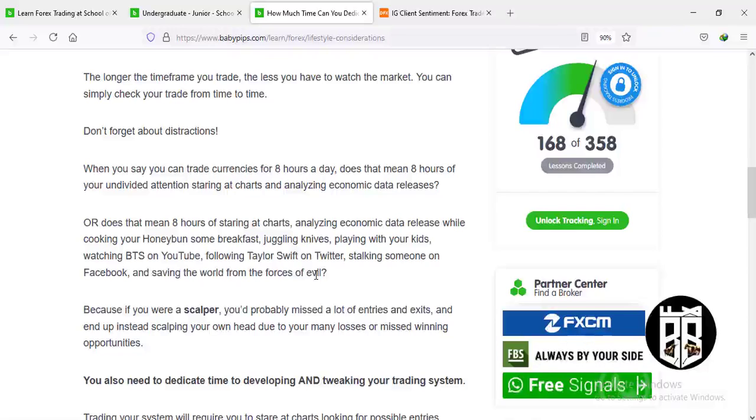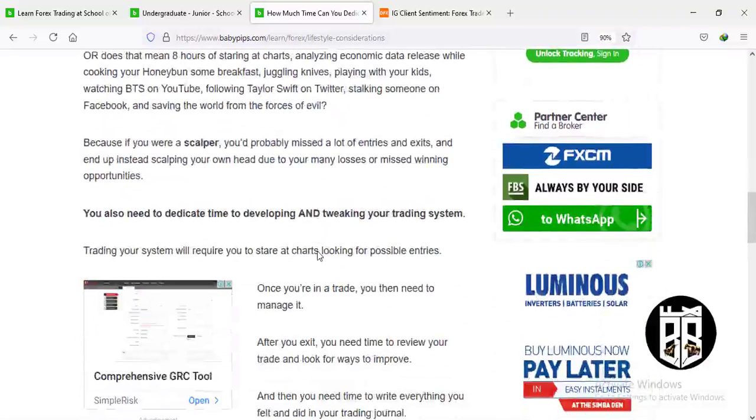Do not forget about distractions. If you say you have 8 hours in a day, that doesn't mean you have the whole 8 hours undivided, because there are movies, there are Facebook, TikTok, Twitter, and so on. That's going to distract you. If you're a day trader or a scalper, you probably miss lots of entries here and there because of distractions.